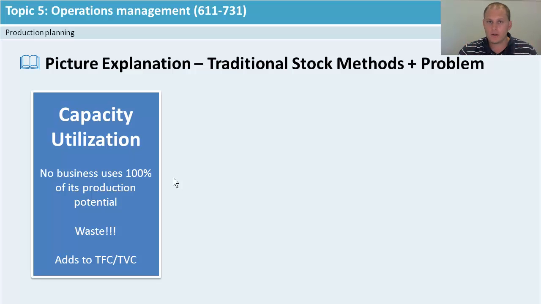What does this really mean? It just means waste. We're wasting money on storing these things when they could be put somewhere else and we bring them in just in time. Overall, this adds to your total fixed costs and your variable costs for electricity, with refrigeration and dehumidifiers to keep that stock there. So it causes a big problem.